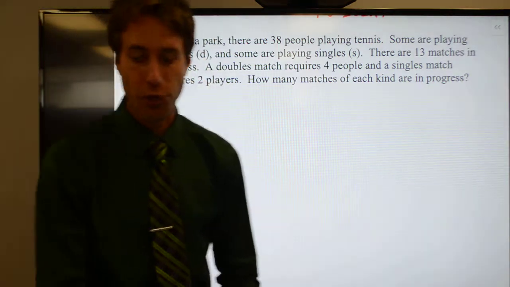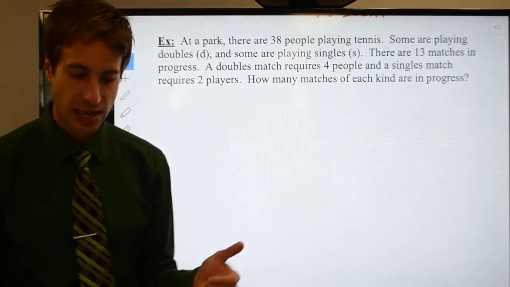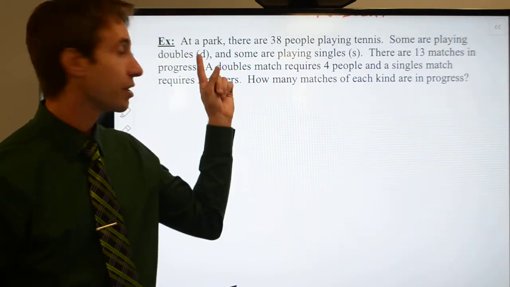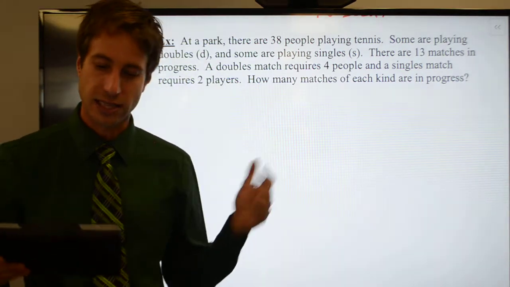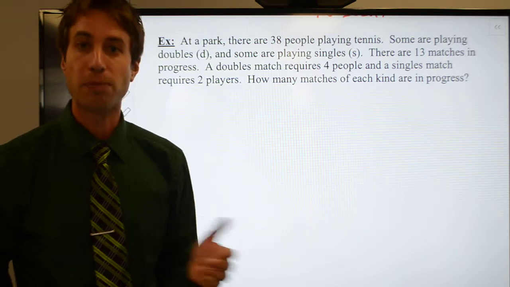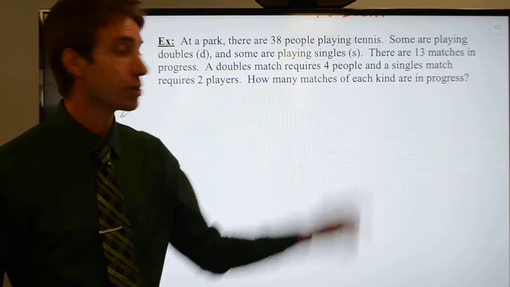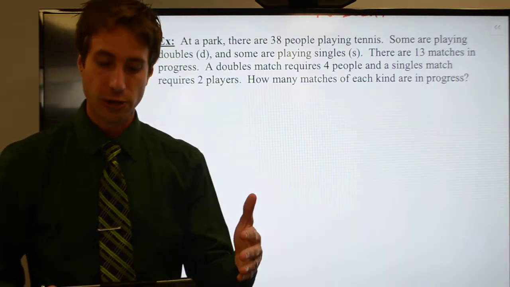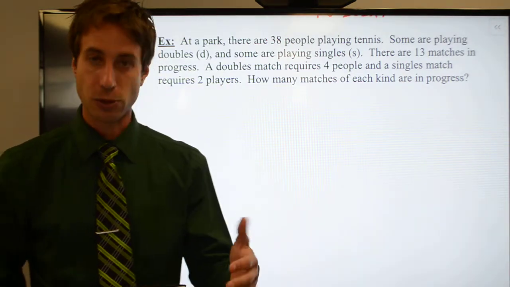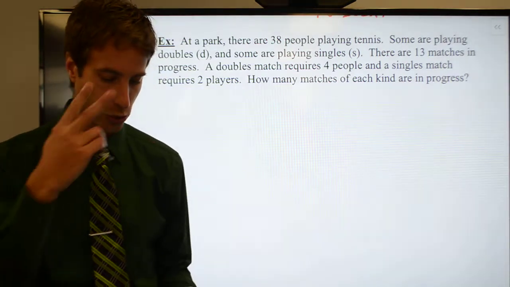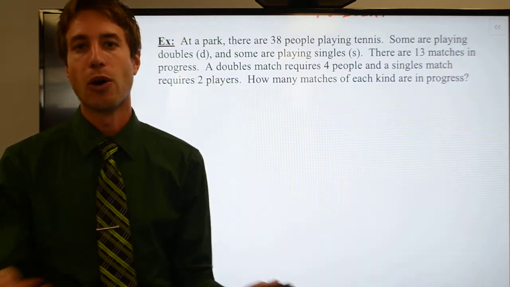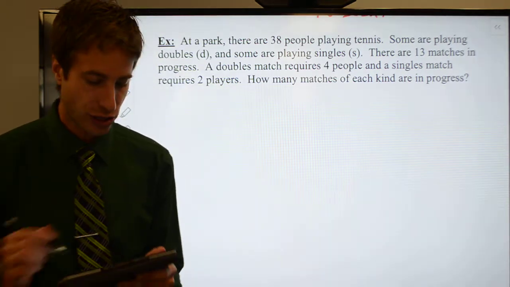At a park, there are 38 people that are playing tennis. Some are playing doubles, which I tell you the variable to use, D. Such a nice guy, I know. And some of the players are playing singles matches, which we'll use the variable S. There are 13 matches in progress. A doubles match requires 4 people. A singles match requires 2 people. I want to know how many of each kind of match is in progress.